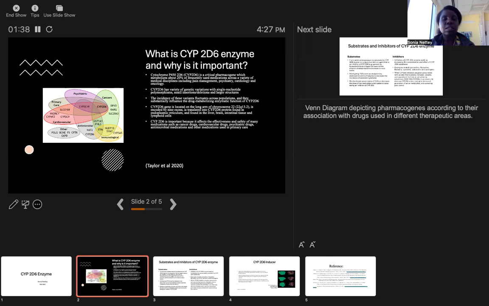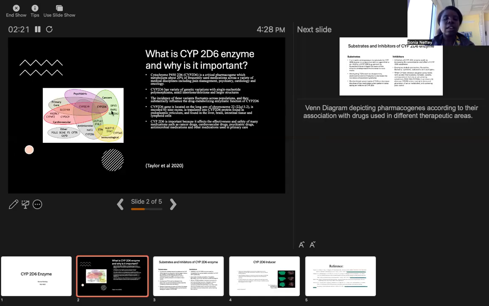So CYP2D6 has a variety of genetic variations with single nucleotide polymorphisms or small insertions and deletions in large structures. The incidence of these variants fluctuates across the population. The CYP2D6 gene is located on the long arm of chromosome 22, and it's important because it affects the effectiveness and safety of many medications, such as cancer drugs, cardiac drugs and psychiatric drugs.